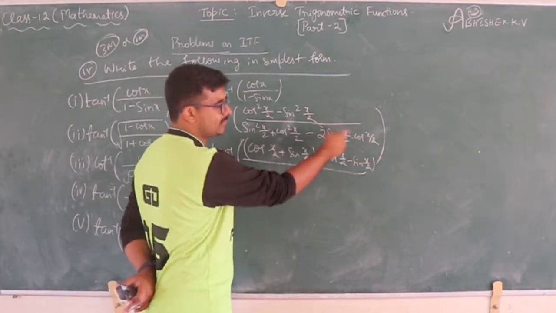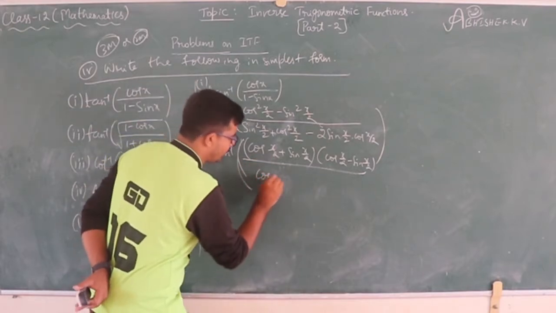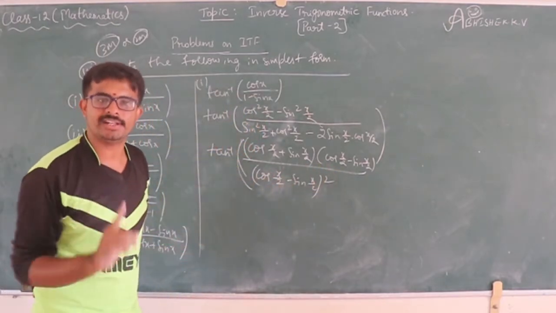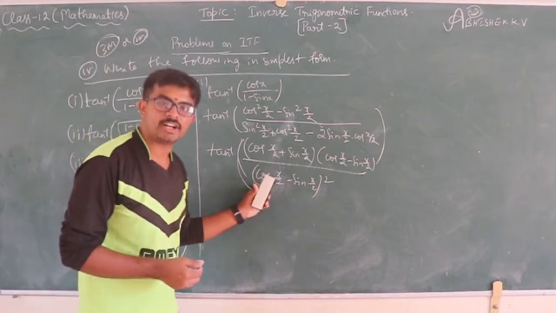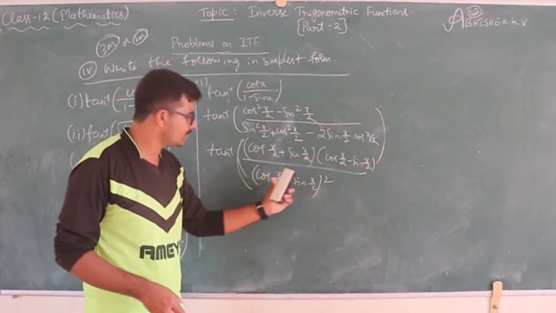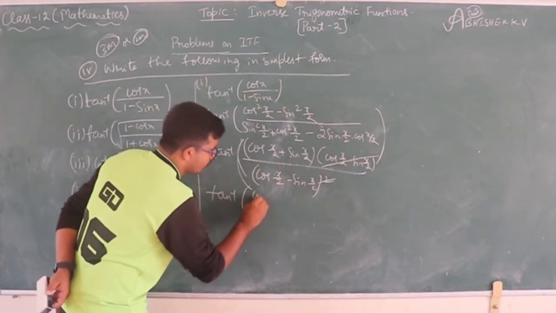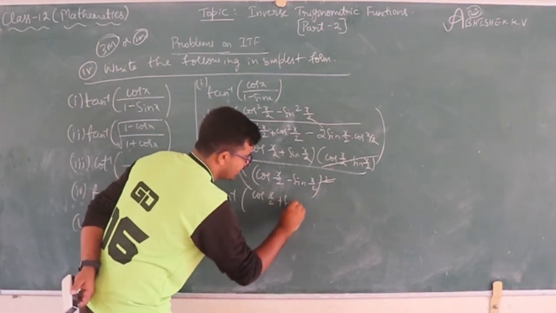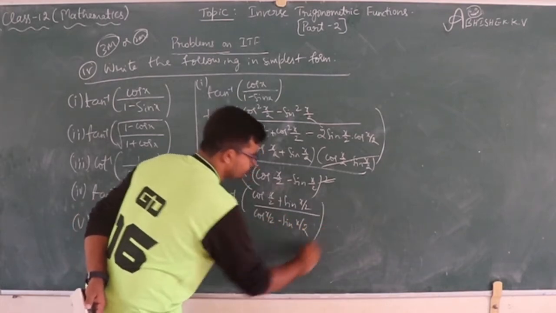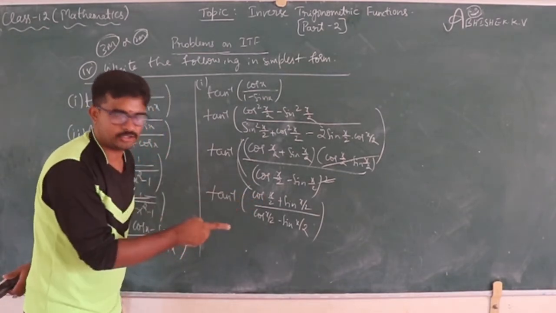The denominator is of the form a square plus b square minus 2ab, which is cos x by 2 minus sin x by 2 whole square. This is also equal to sin x by 2 minus cos x by 2 whole square, but we should consider cos x by 2 first, to cancel the numerator. Numerator has cos x by 2 minus sin x by 2, denominator has cos x by 2 minus sin x by 2 whole square. This gets cancelled. We are remaining with tan inverse of cos x by 2 plus sin x by 2 divided by cos x by 2 minus sin x by 2. Divide throughout by cos x by 2.